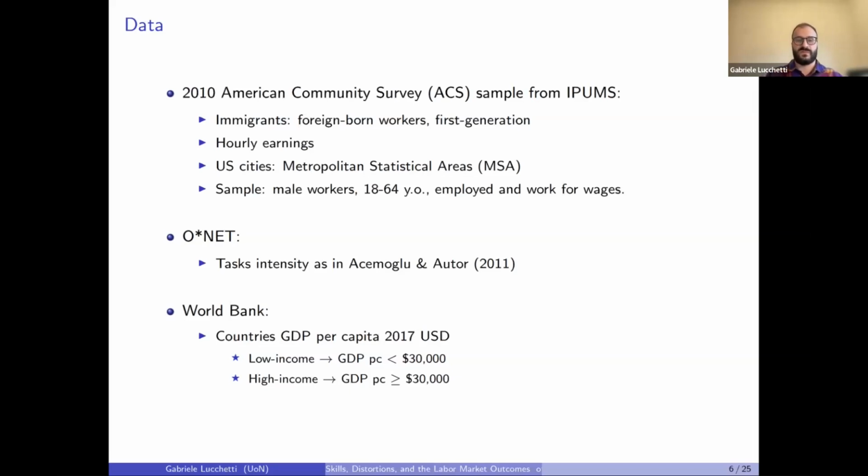So to this information about workers, I'm going to add some information about the nature of the occupations or the intensity of tasks in certain occupations, so that I can categorize occupations between cognitive and non-cognitive. And to do so, I'm going to follow the procedure specified in Acemoglu and Autor. Finally, I'm going to add a bit more information in terms of the immigrants' country of origin to classify them into low-income and high-income countries using data from the World Bank Development Database.